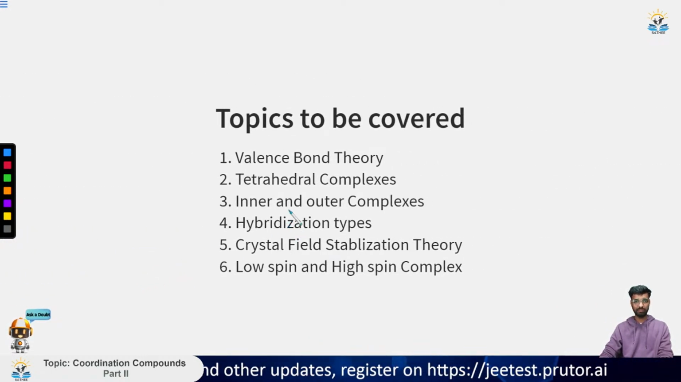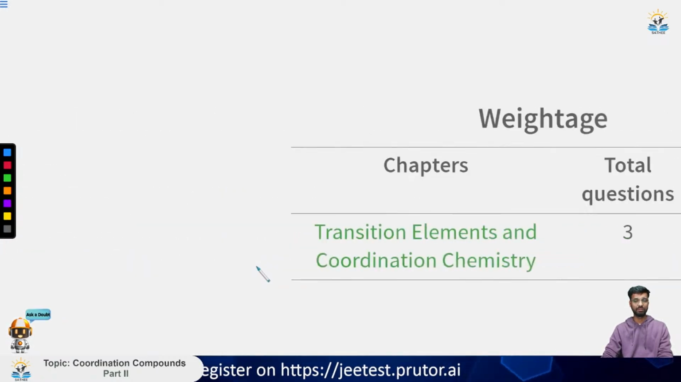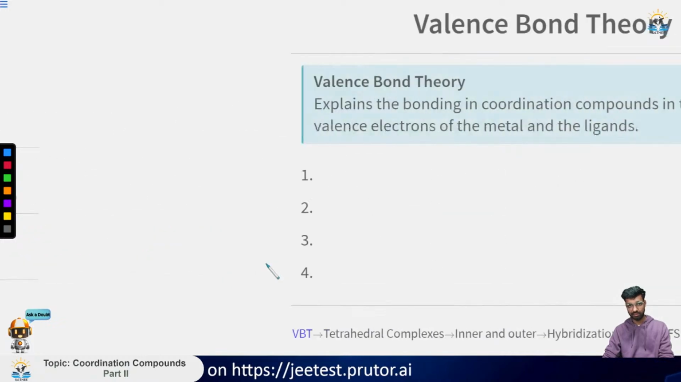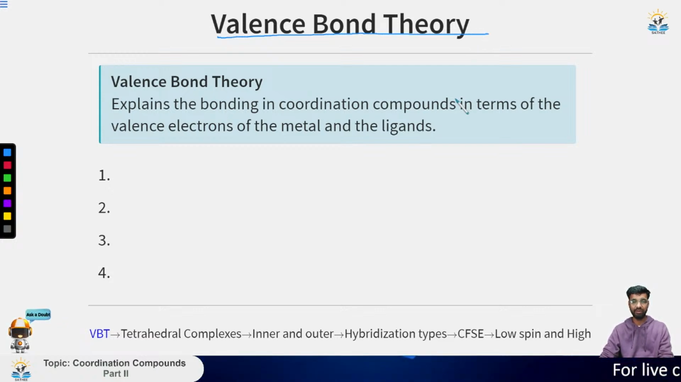These are the topics that we will cover today: the valence bond theory, tetrahedral complexes, and so on. You can have a look at this. So you already know the weightage. First of all, we will start with the valence bond theory. Valence bond theory is mainly based upon the hybridization concept, which you must have studied in the chemical bonding chapter.